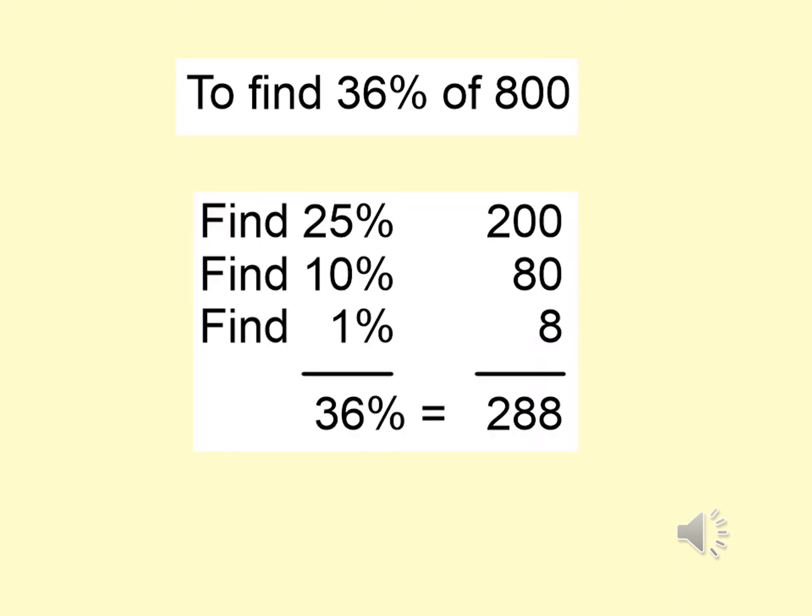What about 36% of 800? Well, again, we could find 25%, 10%, and then 1%. 25 and 10 and 1 is 36. 25% of 800 is 200, same as a quarter. 10% of 800 is 80, which is divided by 10. And 1% of 800 is 8, divided by 100. So add that 25, 10 and 1 up together, 36%, and 280 and 8 makes 288.